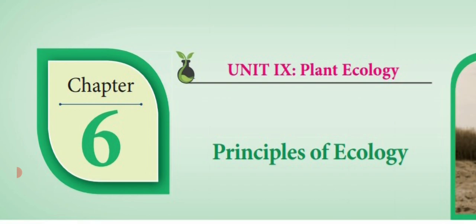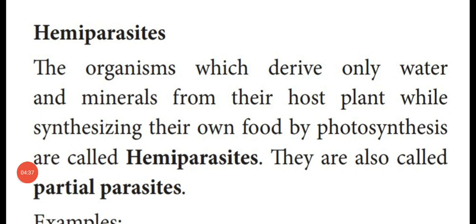The total stem parasite example is Cuscuta. Partial stem parasite example is Viscum. And the root parasite example is Orobanche species. So these are all the different topics we have seen in the previous video class. Now, we are going to see another type of parasitism, that is hemiparasites. Dear students, see the topic hemiparasites.